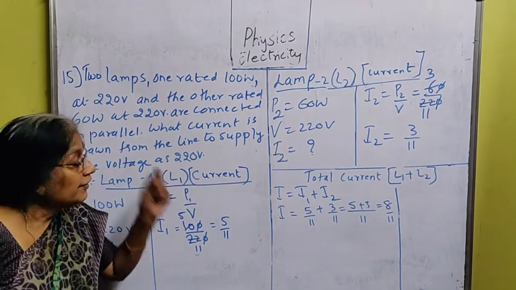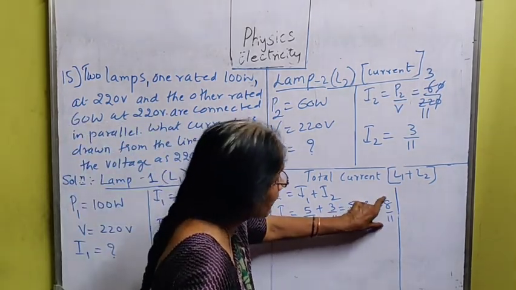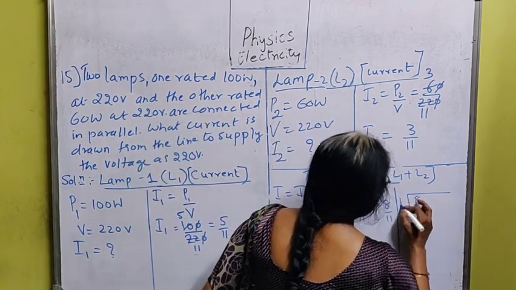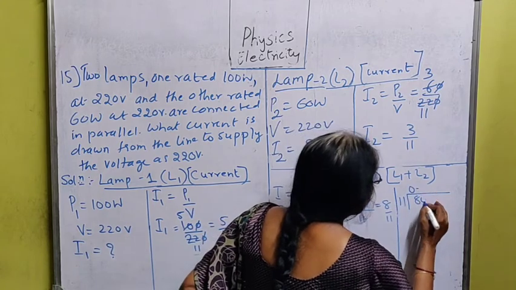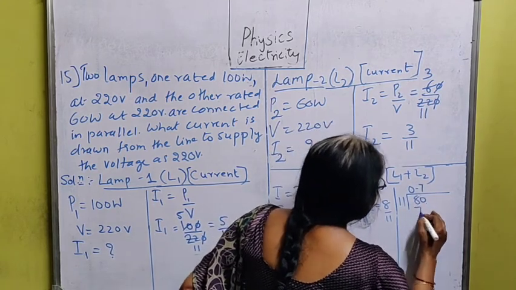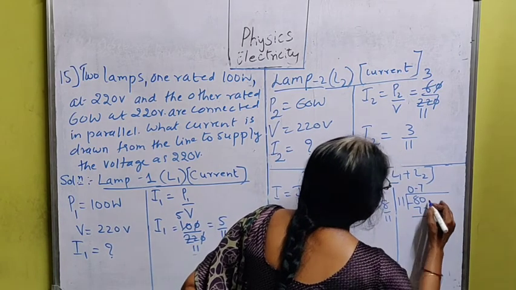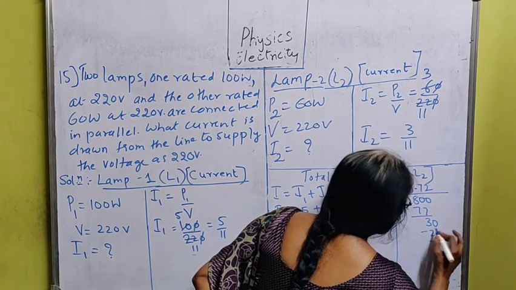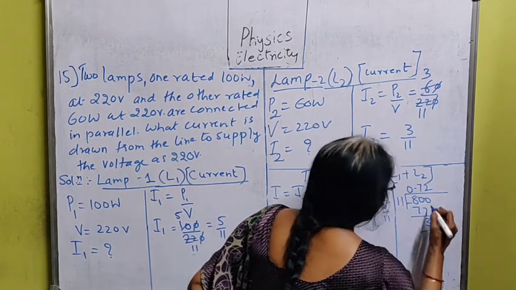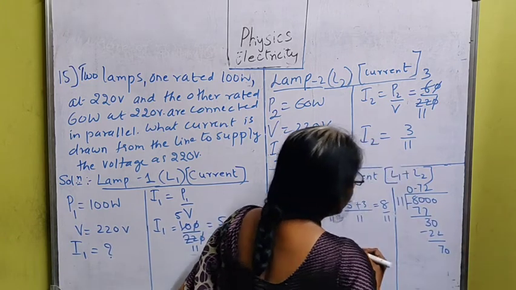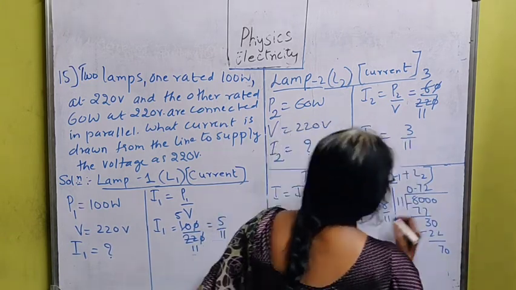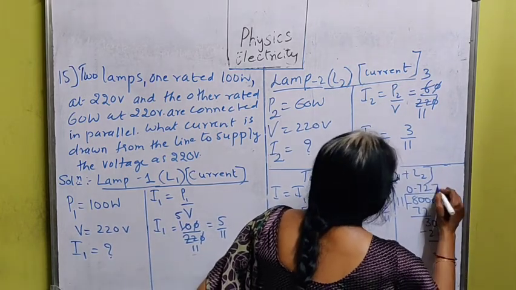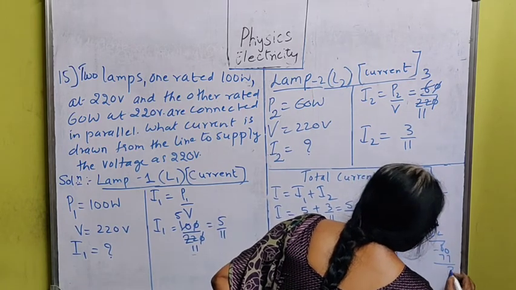8 by 11 means we have to convert this fraction into decimal. So how to convert this fraction into decimal? 8 divided by 11. 0.0, 11 7s are 77, 80 minus 77 is 3, add one more 0, 30, 11 2s are 22, 30 minus 22 is 8, add one more 0, 80. 11 7s are 77. Again 3, we will stop here.